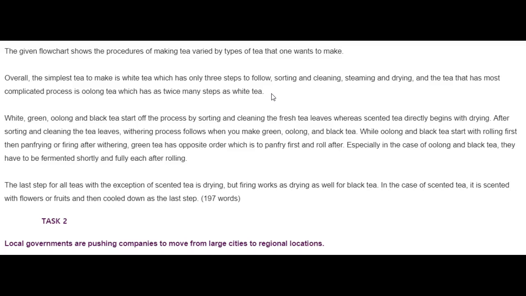After sorting and cleaning the tea leaves, withering process follows when you make green, oolong, and black tea. While oolong and black tea start with rolling first, then pan frying or firing after withering, green tea has the opposite order, which is to pan fry first and roll after. Especially in the case of oolong and black tea, they have to be fermented shortly and fully each after rolling.